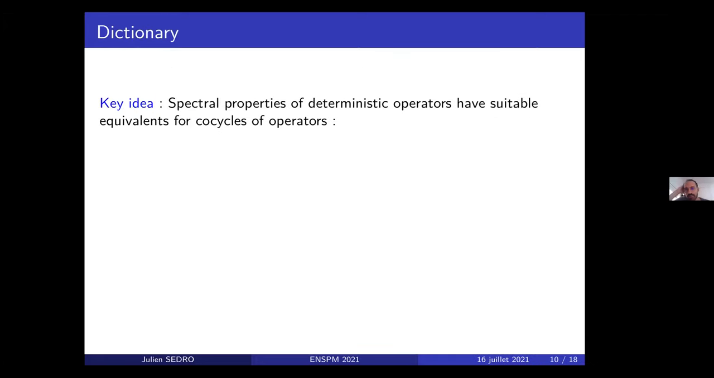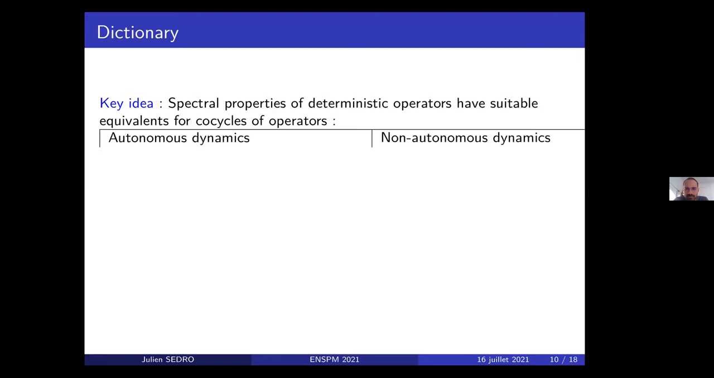So before I go on to stating the theorem and giving hopefully an idea of the proof, I will try to just say what are the equivalents of the spectral properties that play such an important role in the previous proof. Here, we are not looking at iterates of a transfer operator, but at a cocycle. And so what are the equivalents? What are the good properties to have to write something that makes sense in this setting?